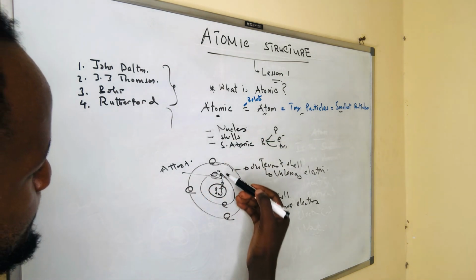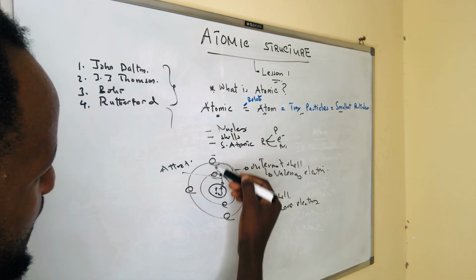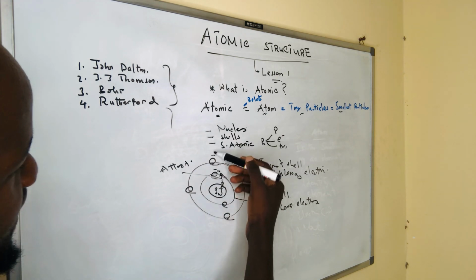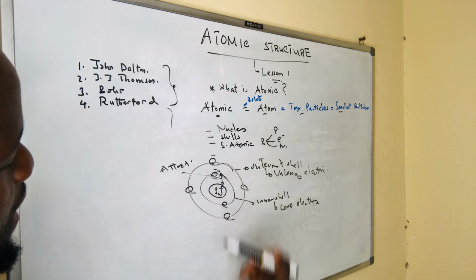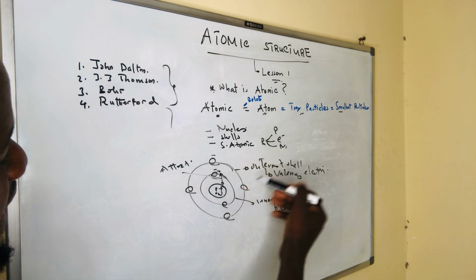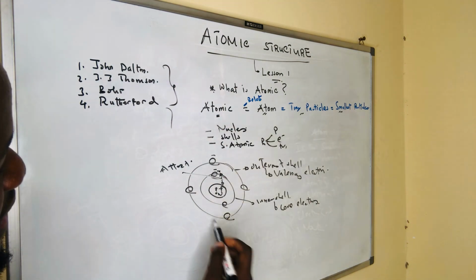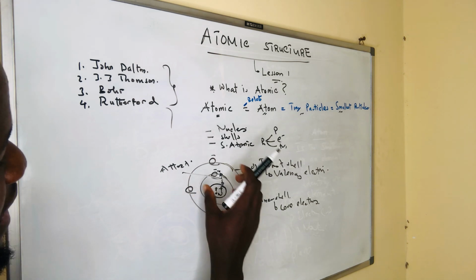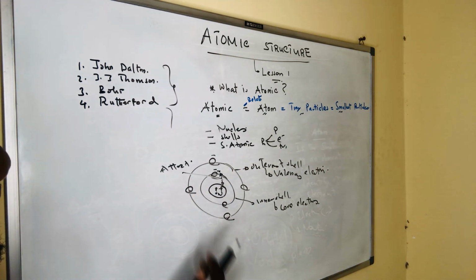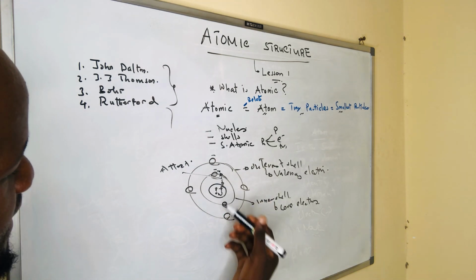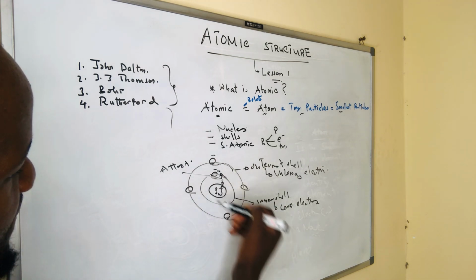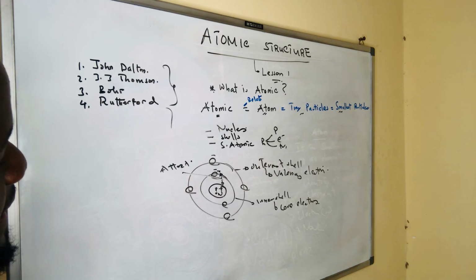Lakini usisahau kwamba kati ya electron na electron kuna repulsion. Ndio maana hii positive nucleus inafeli kuweza kuzifikia zile electrons zinazopatikana kwenye shell zinazofuata baada ya shell ya kwanza ili uziweze kuzivuta kwa ndani. So hapa na hapa kuna repulsion, lakini hapa na hapa kuna attraction. Ndio maana tunaweza kuona first shell inakuwa ipo karibu sana na nucleus.